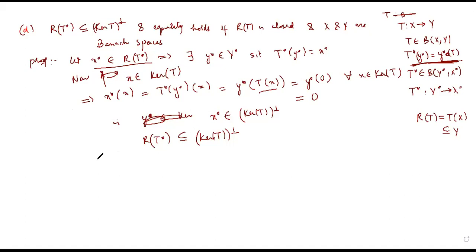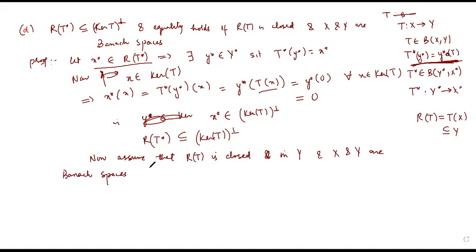So for that, now assume that range of T is closed in Y, of course, and X and Y are Banach spaces. Okay. And let, अब हम इसका reverse inclusion दिखाना चाहते हैं, and let X star belong to the annihilators of kernel of T.